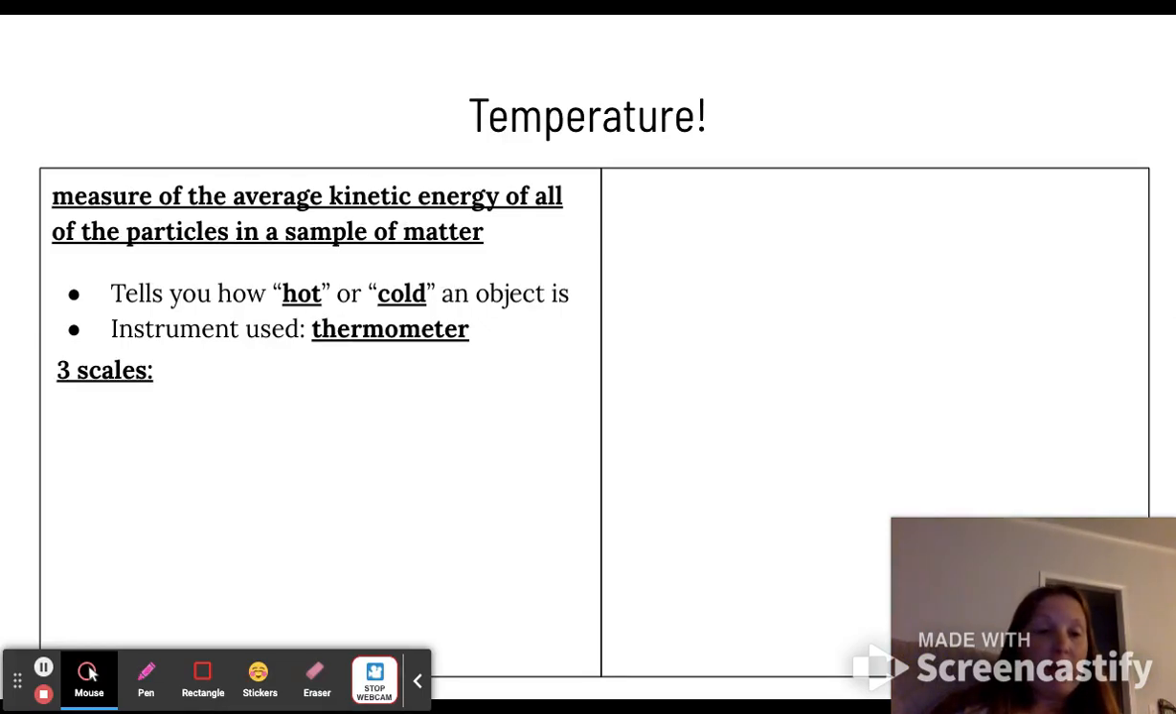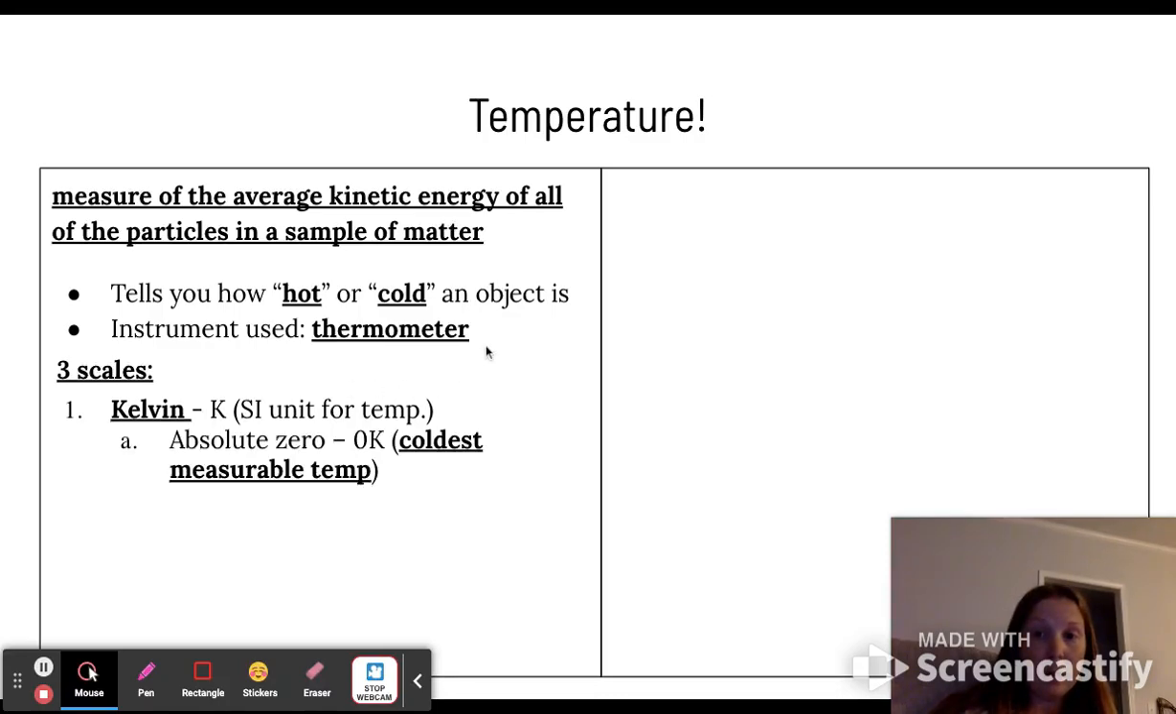And there are 3 different scales that we look at in this course. 2 of them are ones that I like to focus on, and that's purely because if you go on to take chemistry, these are the 2 that you'll look at. So the first one is Kelvin. This is your SI unit for temperature, and your symbol is just a capital K. There is no degree sign here. One value to know, and this is more just for definition, is absolute zero, which is 0 Kelvin.